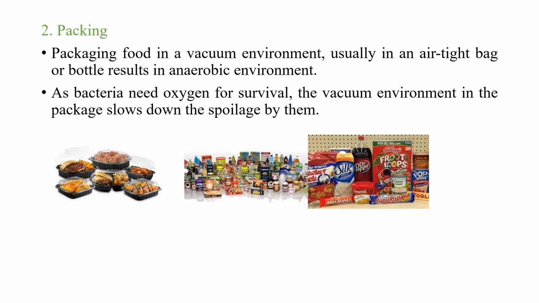And the second type of maintenance of the anaerobic condition is by the packaging or packing of food items. Packaging food in a vacuum environment, usually in an airtight bag or bottle, will help to provide an anaerobic environment. And as bacteria need oxygen for survival, the vacuum environment in the package will help to slow down the growth of the spoilage microorganisms, and thereby we can prevent the spoilage of the food to a greater extent.